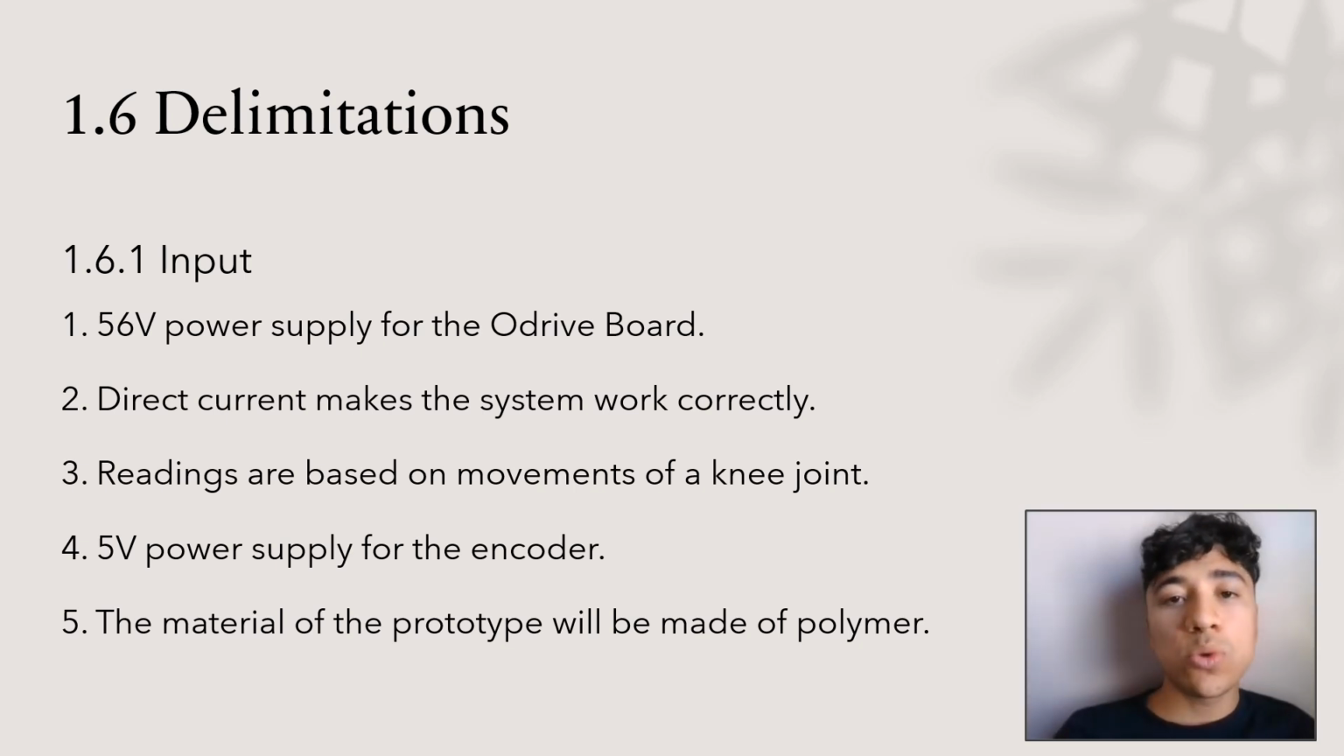board. Also, the direct current or the continuous current is going to be the right one to make the system work properly. Also, the readings are going to be based on the movement of the knee, and a 5 volt power supply is going to be enough to supply or to fit the encoder. Also, the material of the prototype is going to be made of a polymer.